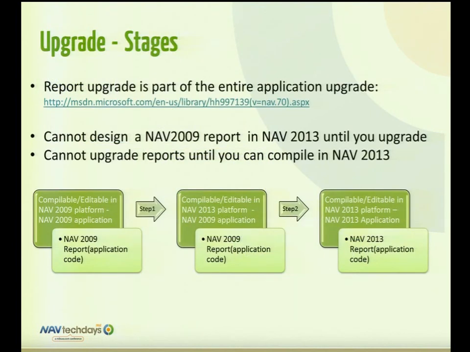Yeah. So now I will dig in a bit into the upgrade stages. What Torben explained is once you have the report compiling in 2013, if you press the upgrade button, technically what is happening to the report? But one of the major preconditions to that is your old report should first compile in the NAV 2013 platform, right?